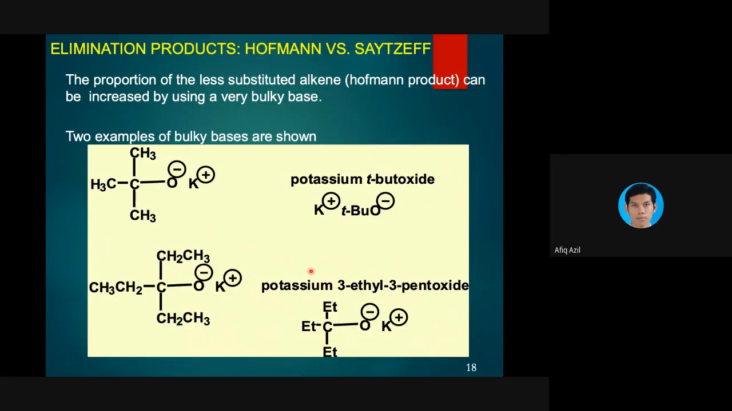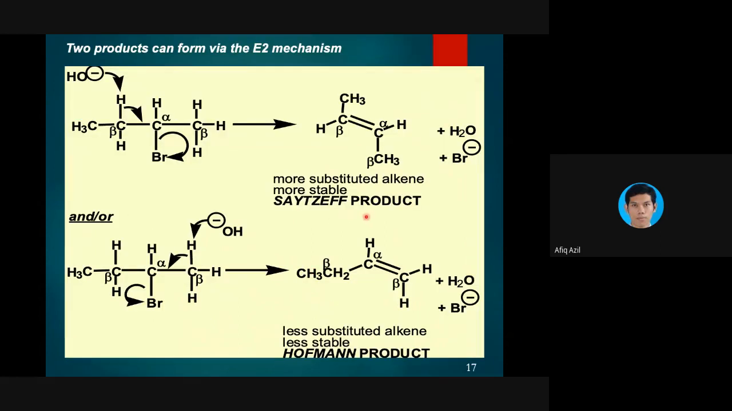So, Hofmann versus Zaitsev product. The proportion of the less substituted alkene, the Hofmann product, can be increased by the use of a very bulky base. So basically, if you still want to get Hofmann as the major product: normally Zaitsev, the more substituted and more stable alkene, will be the major product. So you are going to produce a lot more of this compared to this. Let's say the Zaitsev product could be 80% while Hofmann only 20%. But what if you want to get the Hofmann product as the major product, meaning you want it in 80% yield while this one is only 20%?